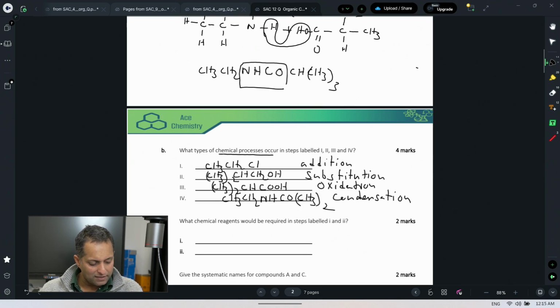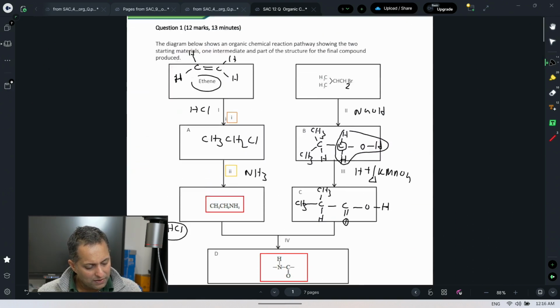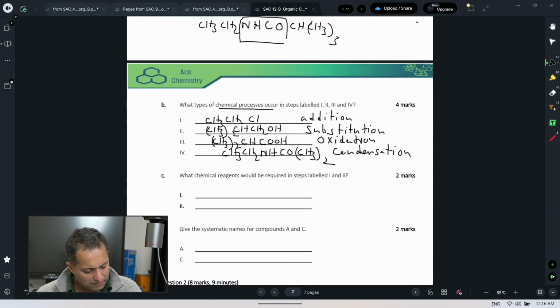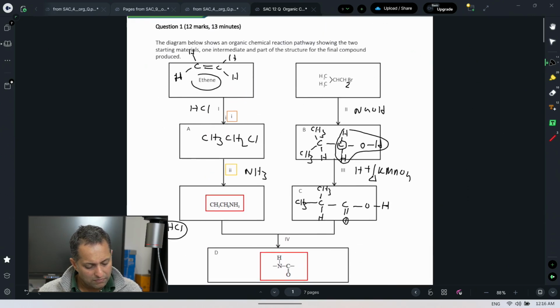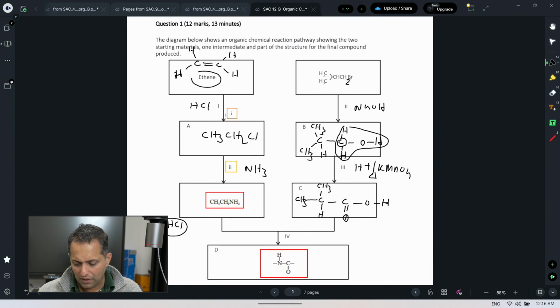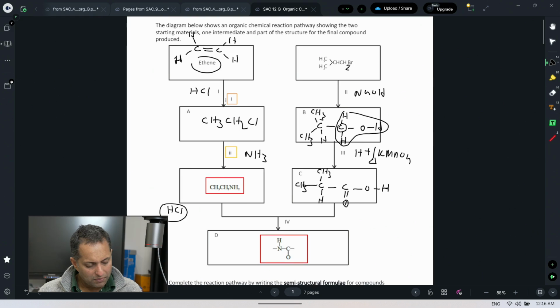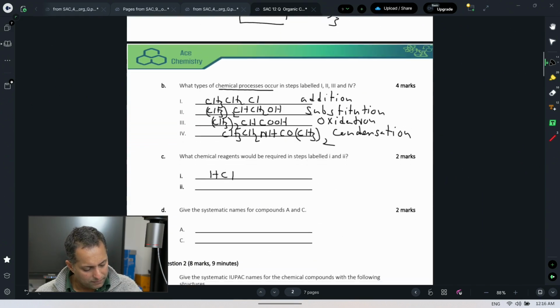What chemical reagents? I thought we did that. Hydrochloric acid, sodium hydroxide. Number one, HCl. Number two is ammonia. Oh, this is not number two, this is number three. Number two, ammonia.